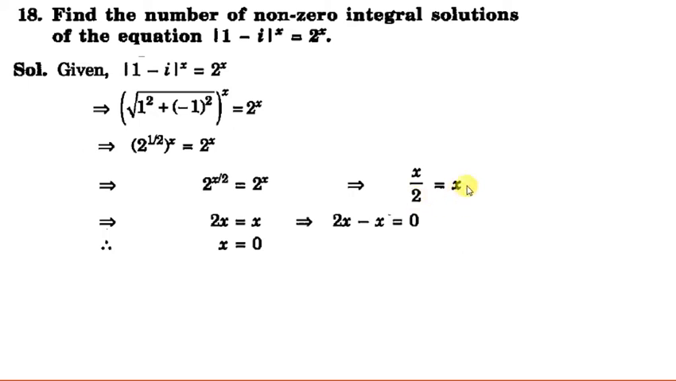From here you get 2x equal to x. So 2x minus x equal to 0, that is x equal to 0. So x equal to 0 is the only solution of this equation. So it means there is no non-zero integral solution.